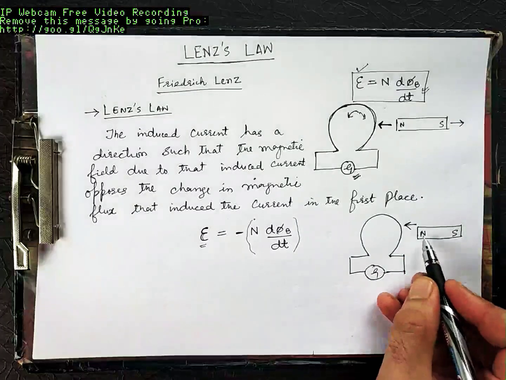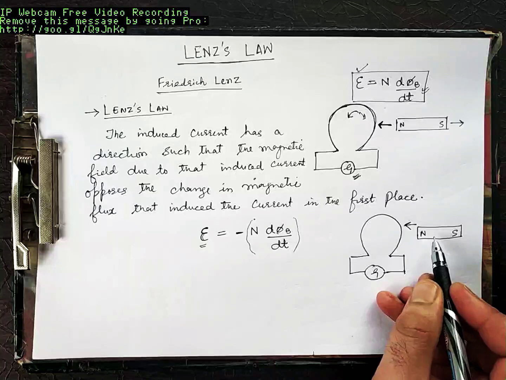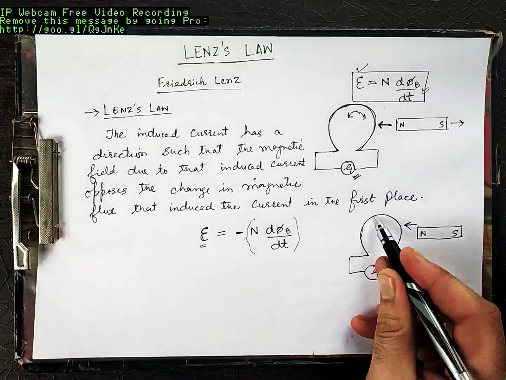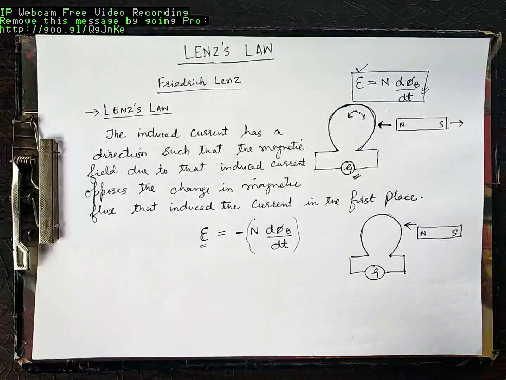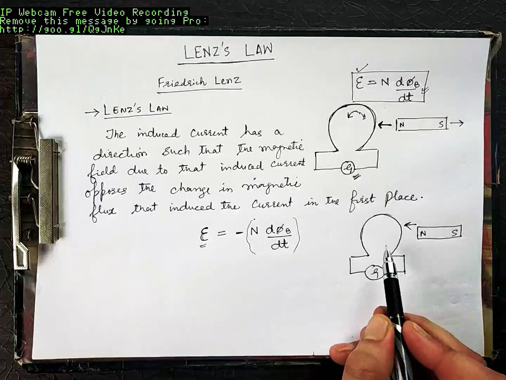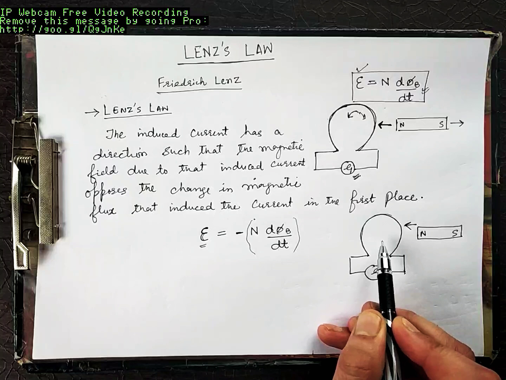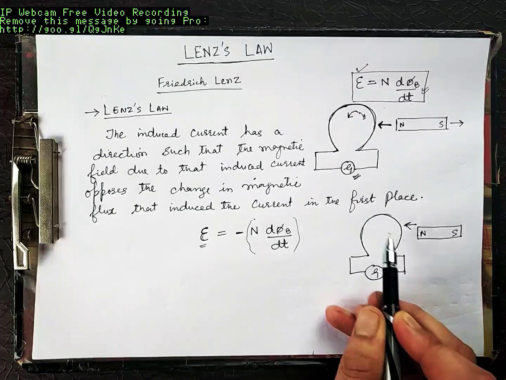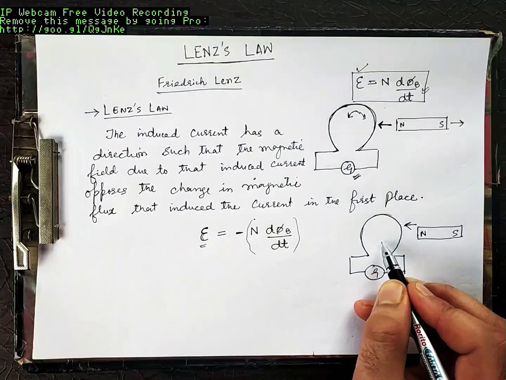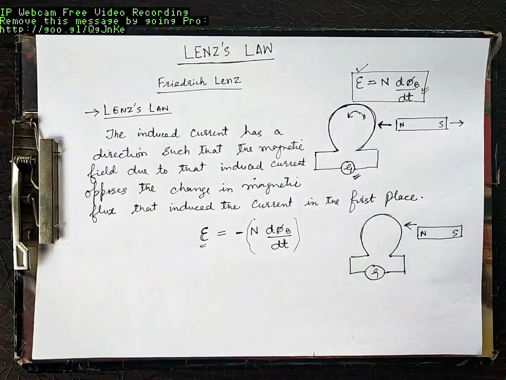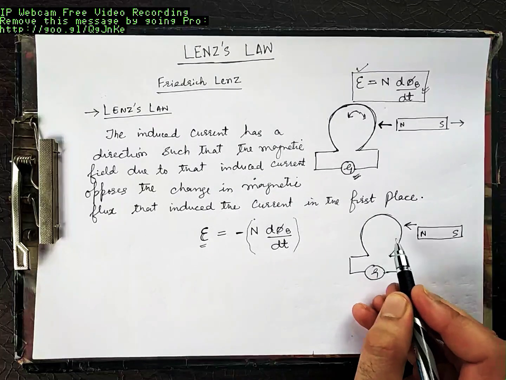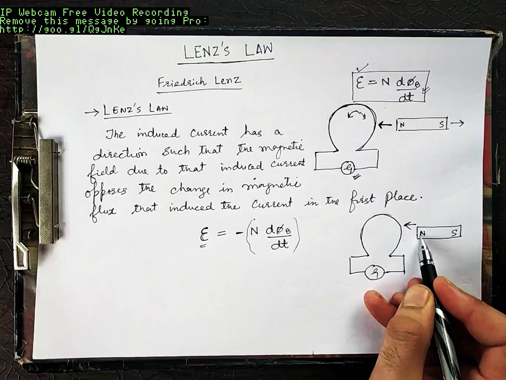When you push this magnet towards the coil, the magnetic flux through this coil is increasing. If magnetic flux through this coil is increasing, it will induce current in it such that it will oppose the increase in magnetic flux. How can this oppose the increase in magnetic flux? It can oppose the increase in magnetic flux if it can oppose the advancement of this north pole towards the coil.